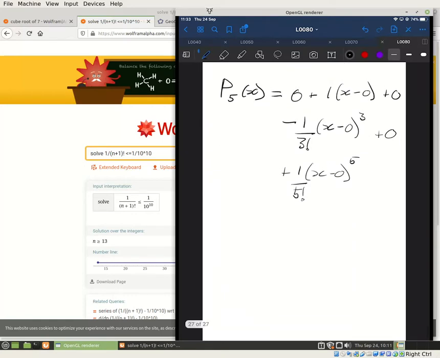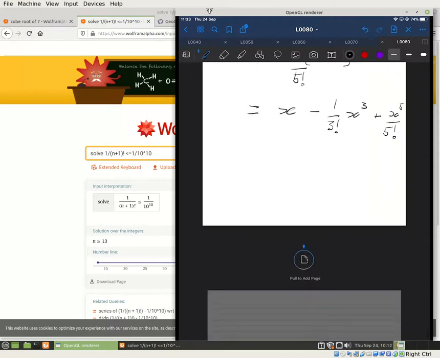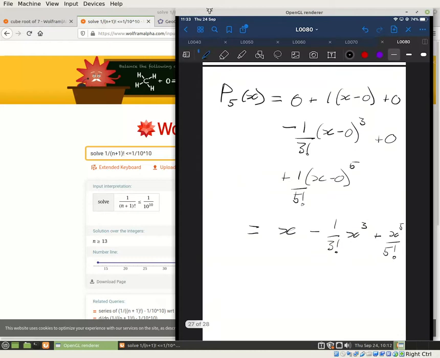So here is the fifth Taylor polynomial. So let's just simplify a little bit. This is minus 1 over 3 factorial x cubed plus x to the 5 over 5 factorial. So here is our fifth Taylor polynomial about 0 of sine.